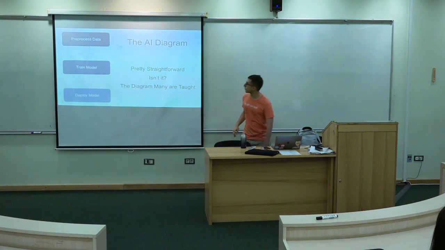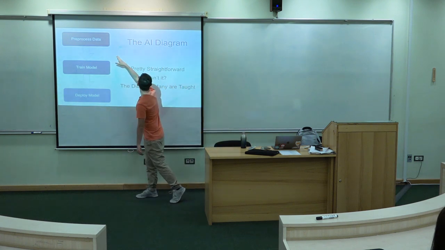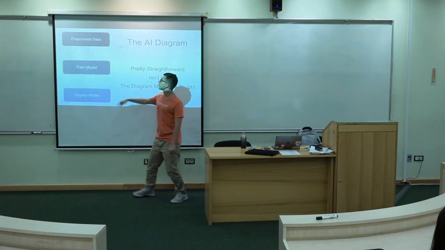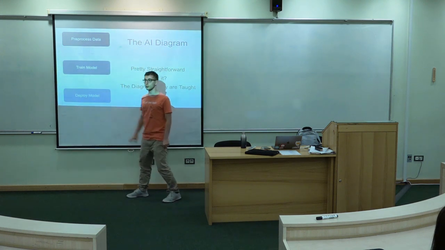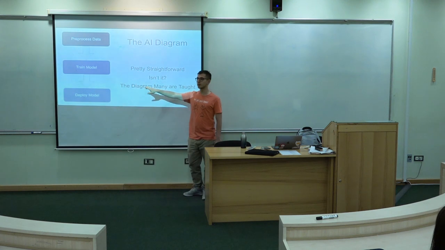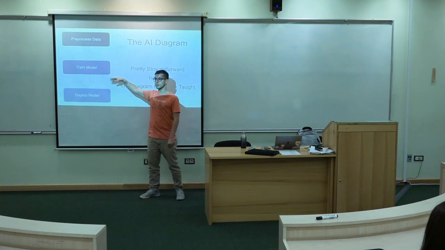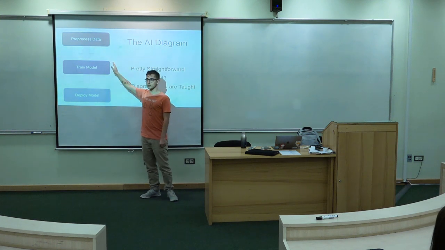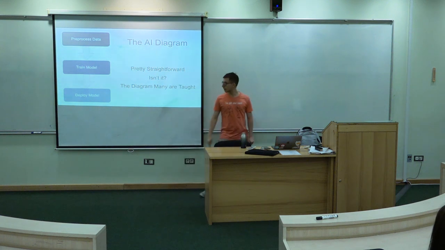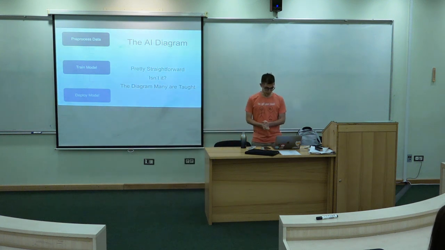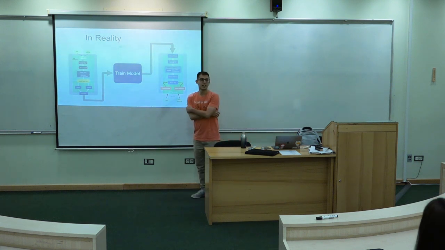So yeah, without further ado, this is the AI diagram, right? You pre-process your data, you train your model, and then you deploy your model. That's like the simple one, right? This is how everyone starts, thinking about how these systems work. It's pretty straightforward, doesn't look too complicated. But actually, some of the systems look like this.